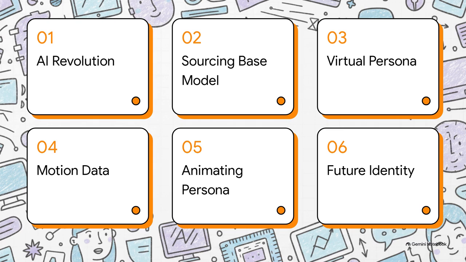So, here is our roadmap for today. 1. The AI influencer revolution. 2. Sourcing your base model. 3. Generating the virtual persona. 4. Extracting the motion data. 5. Animating your digital star. And 6. The future of identity.